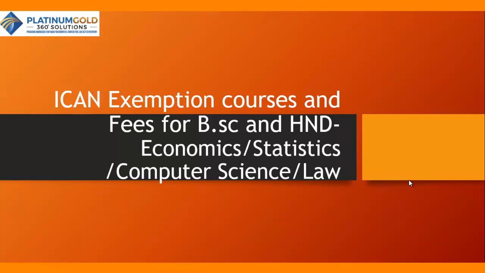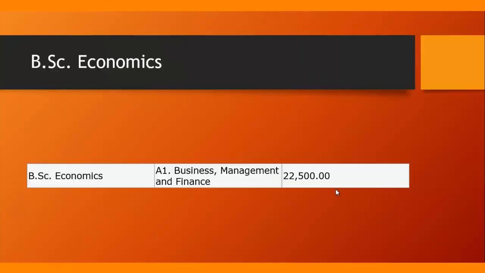Study economics. So this is where you're starting from. You'll be exempted for just one course, which is business, management, and finance, and you are paying exemption fee of $22,500. And we've already said in our preview that you need to register as a student before you apply for exemption. So if you have not gone through that one, please go to the page. You'll see all the information there.